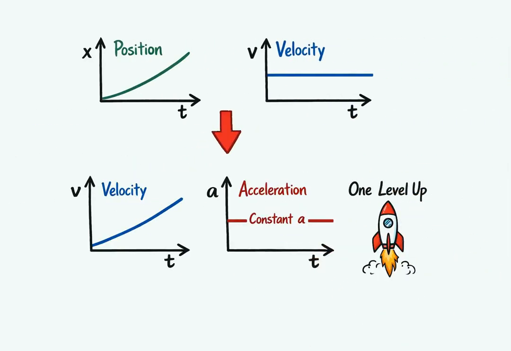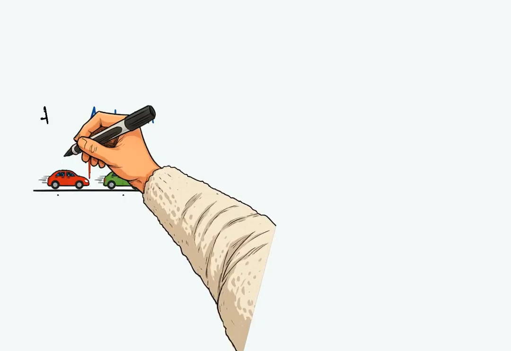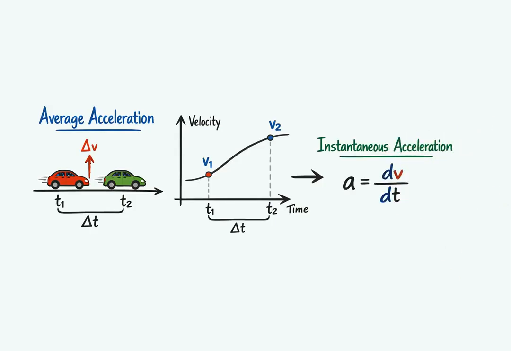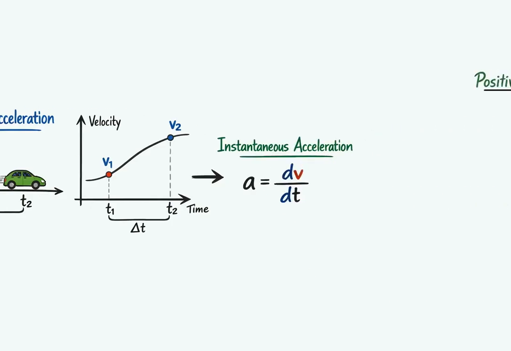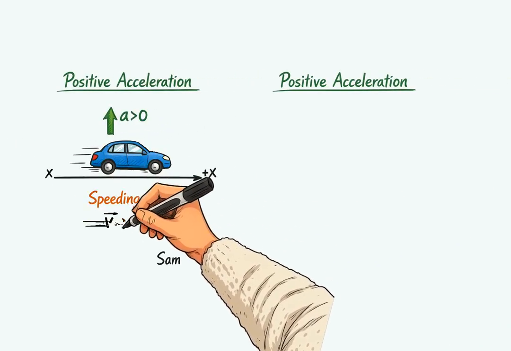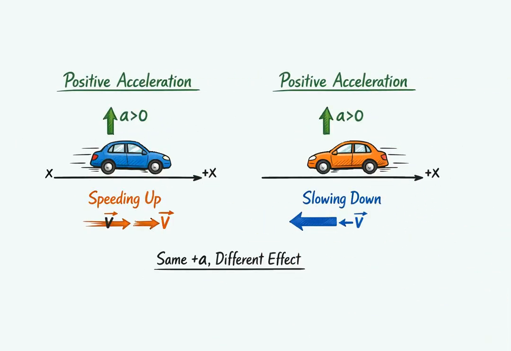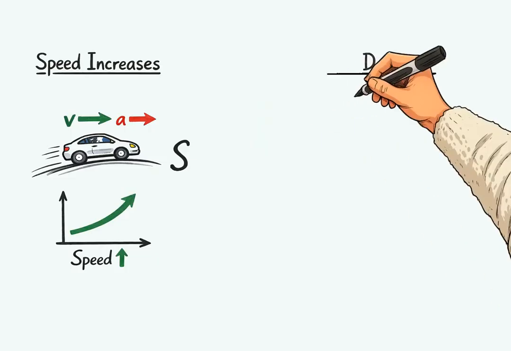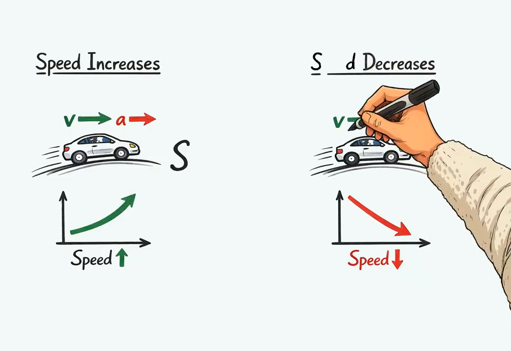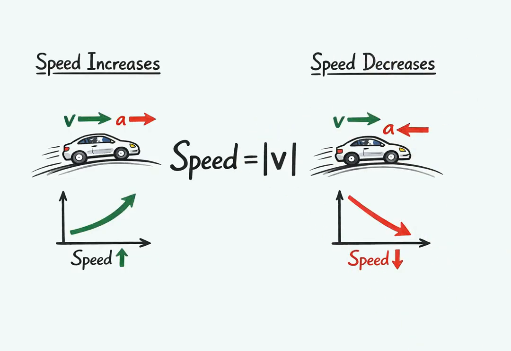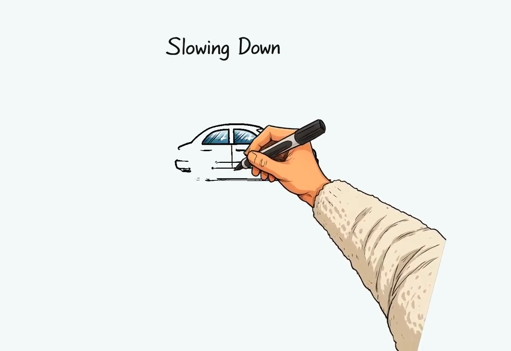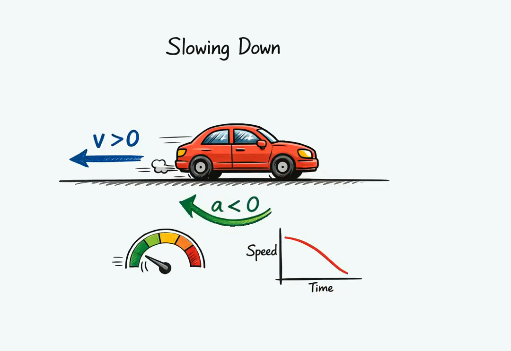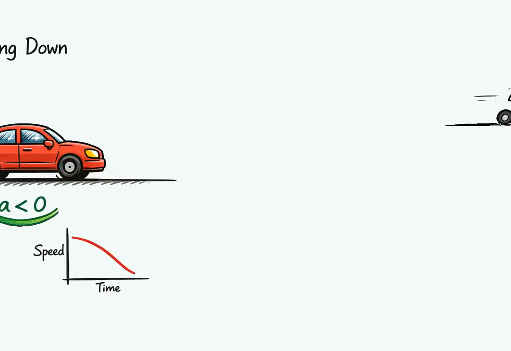Acceleration fits into the same pattern one level up. Average acceleration is the change in velocity per time, and instantaneous acceleration is a equals dv by dt. The sign of a tells you direction of acceleration along your axis, not automatically whether the object is speeding up. Speed increases when v and a share a sign and decreases when they oppose, because speed is the absolute value of v. A car moving in plus x with v greater than 0 and a less than 0 is still moving forward but losing speed.